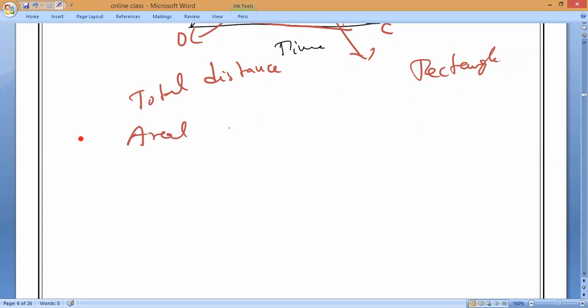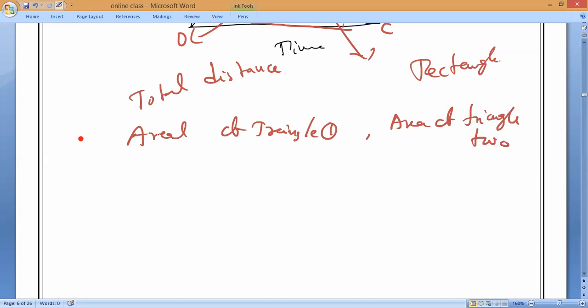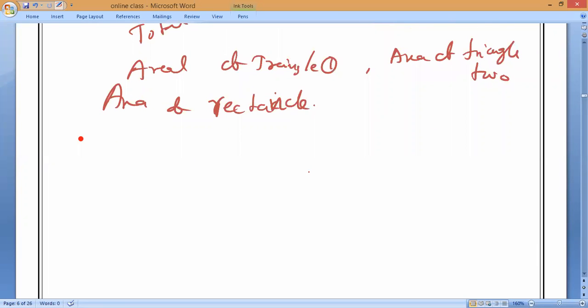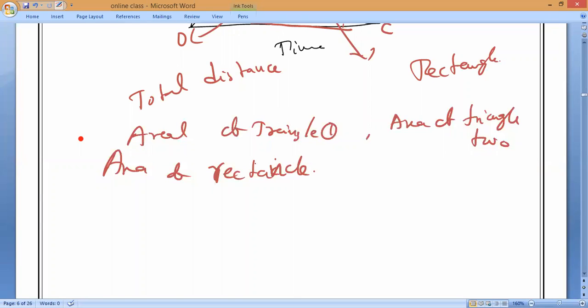Area of triangle 1. Next, area of triangle 2. And the next one, you have to tell me. Area of rectangle. Arun Prakash, have you understood? Yes or no? So, the another one is the rectangle.